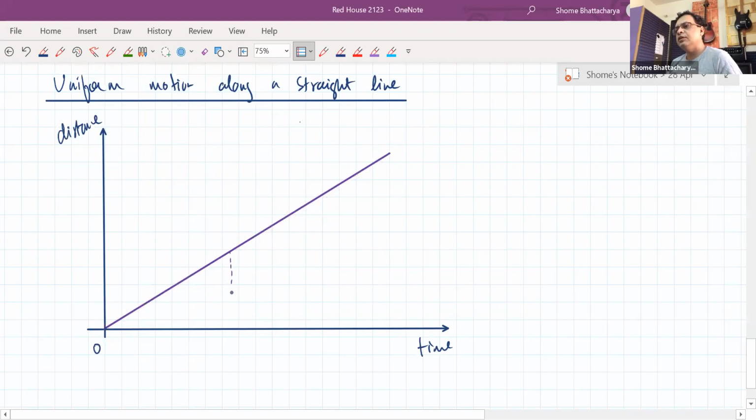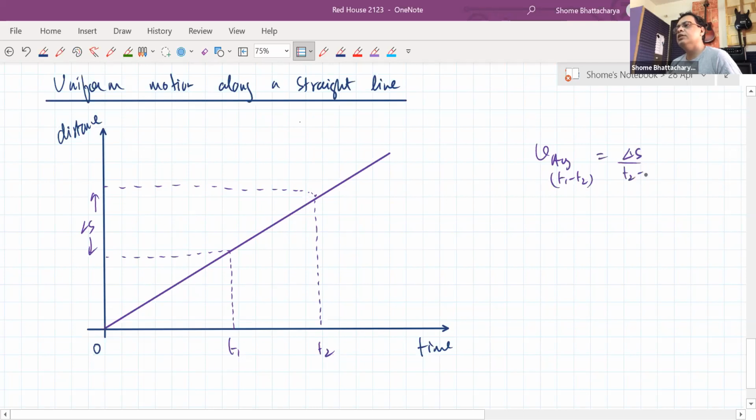When we talk about average speed in a certain interval of time, let's say t1 to t2, it was equal to this distance divided by t2 minus t1. So average speed from t1 to t2 was equal to delta s divided by t2 minus t1. But now suppose I want to calculate instantaneous speed at this time. Let's say this time is some t prime. Now what about instantaneous speed at t equal to t prime?